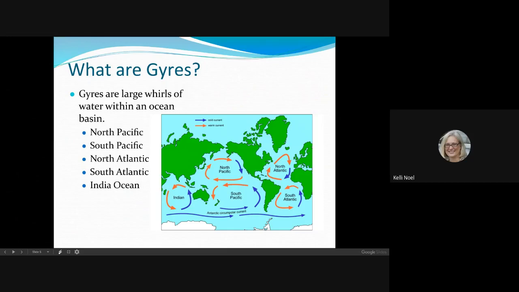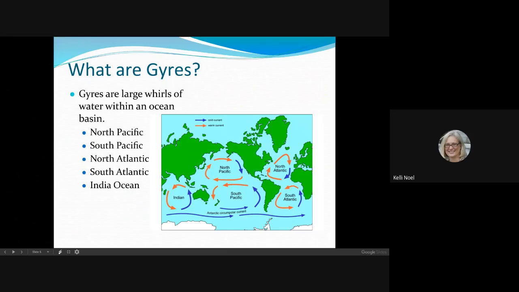So these are kind of like convection currents. You've got a cold current and a warm current, and the circle that it makes is what this is. So you have one in the North Pacific, South Pacific, North Atlantic, South Atlantic, and Indian Ocean. And these flow this way because of a couple reasons.